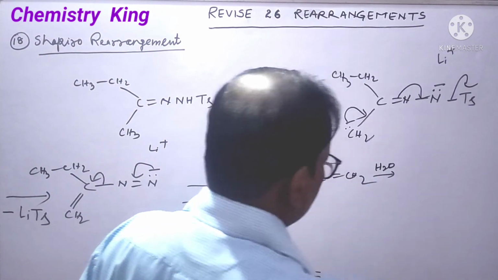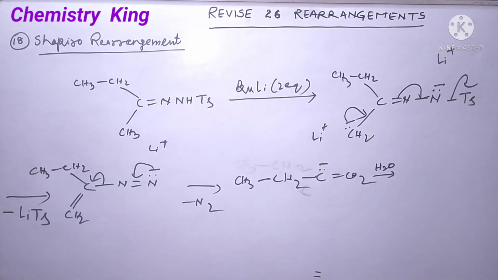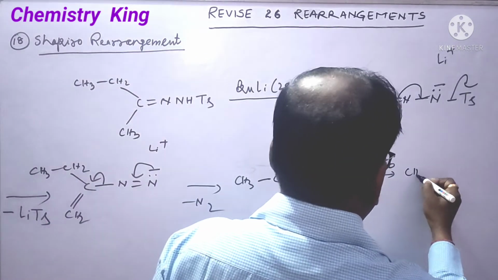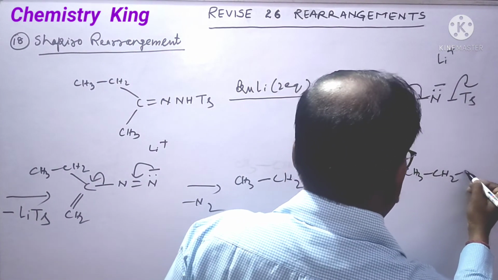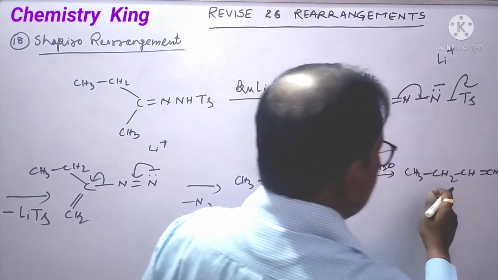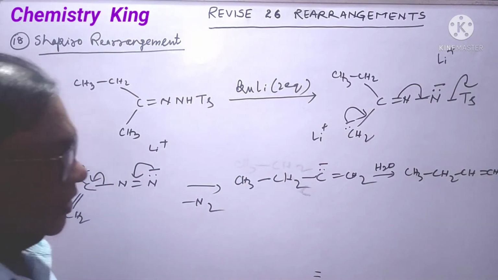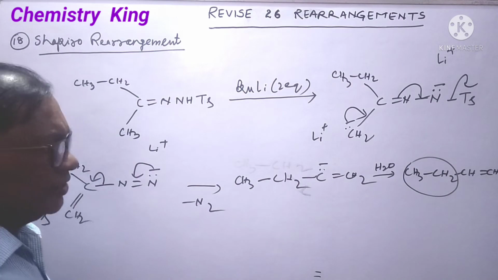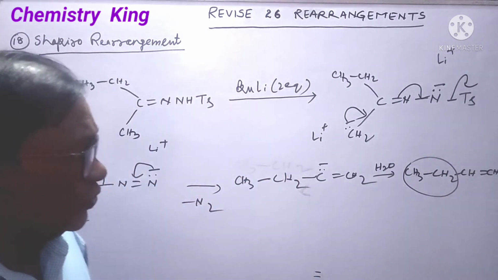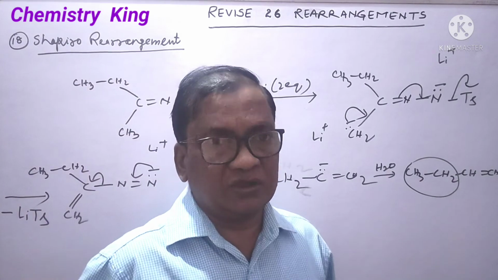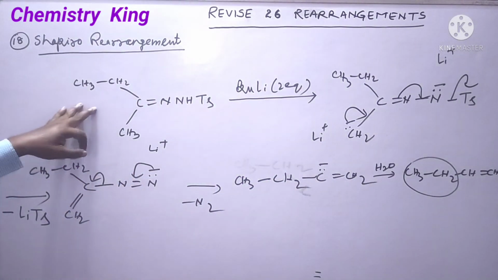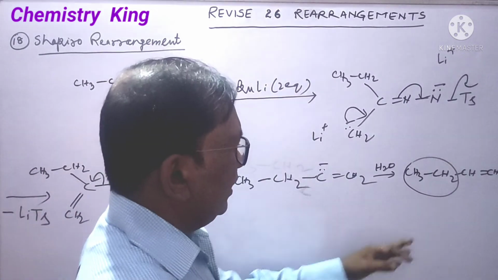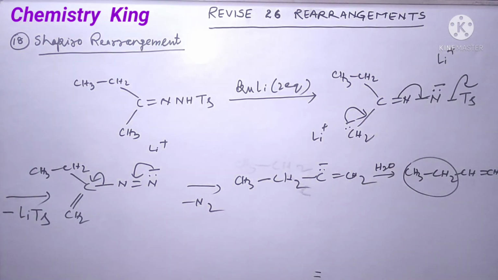from water. Suppose H2O is here, it will act as electrophile and supply H plus, and you will get CH3, CH2, CH double bond CH2. It is less alkylated or less substituted. This is ethylenic and there is one alkyl group attached with ethylene. So you are getting less alkylated alkene. So the statement will be: when tosylhydrazone is heated with 2 equivalents of butyl lithium, less alkylated alkene is formed. It is Shapiro rearrangement.